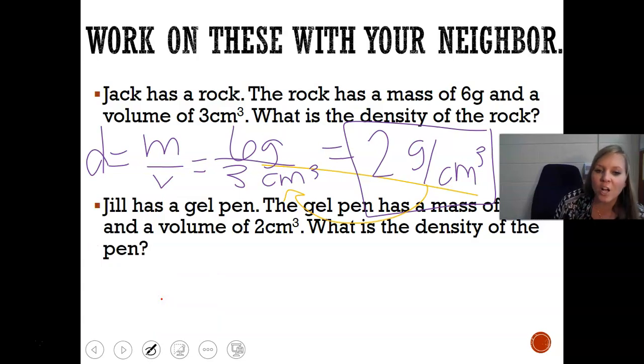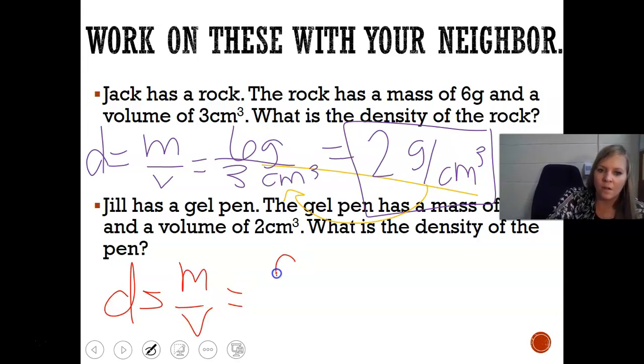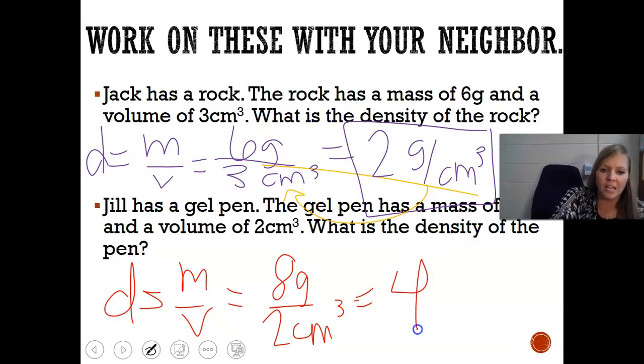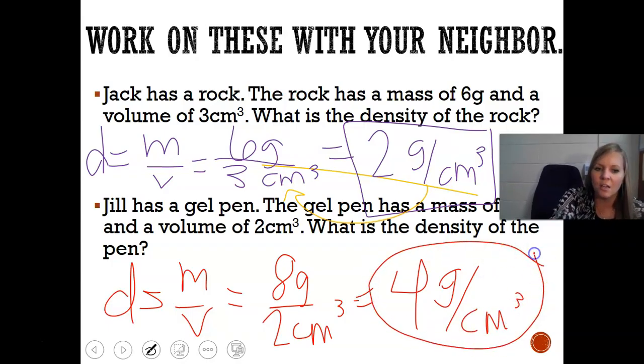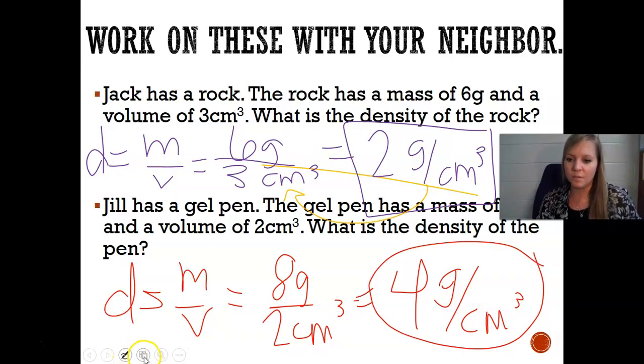All right, our next one, Jill has a gel pen. The gel pen has a mass of 8 grams and a volume of 2 centimeters cubed. What is the density of the pen? Now again, guys, these are very basic math calculations, but please understand, if we've got the basics of how you do it, when we supplement other maybe more challenging amounts, it should be fine because it's the same idea, okay? All right, so I got 4 grams per centimeter cubed.